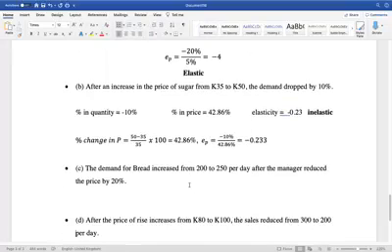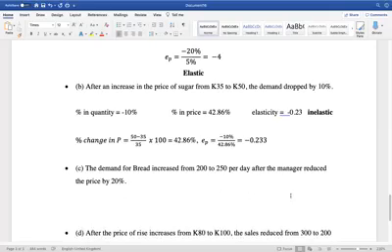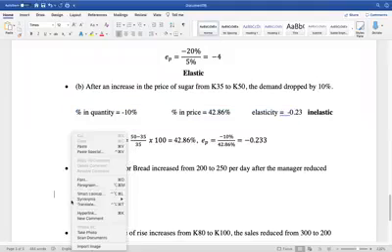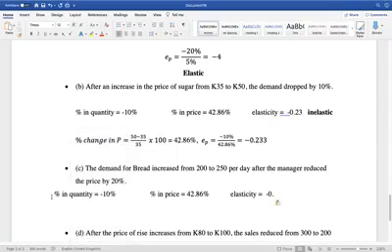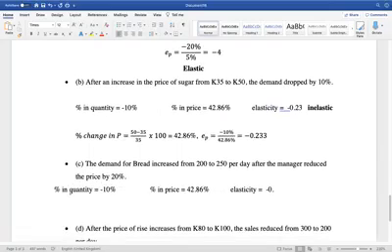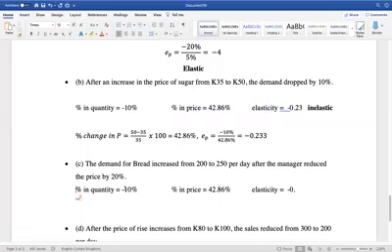Let's go to the third one. The demand for bread increased from 200 to 250 per day after the manager reduced the price by 20%. So what is the price elasticity? Let's start again by looking at the information that we have. We check for the percentage change in the quantity and the percentage change in the price. So in this case, what is the percentage change in the quantity?